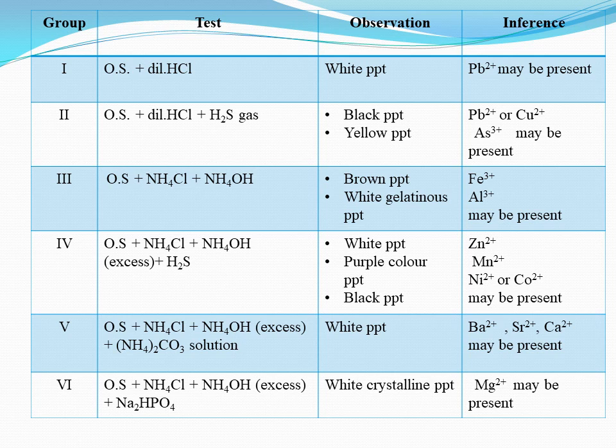In the sixth group, only one radical is there, that is magnesium ion. For the detection of magnesium ion, what should you do? You have to take 1 ml of original solution, add ammonium chloride and excess of ammonium hydroxide solution, then to this add disodium hydrogen phosphate. If you get a white crystalline PPT, that means magnesium ion may be present, and do the confirmatory test for magnesium ion.